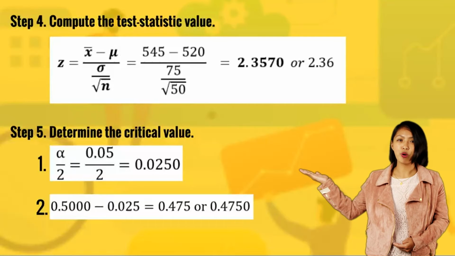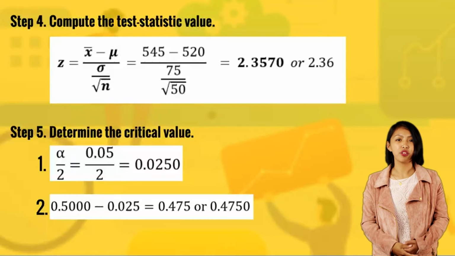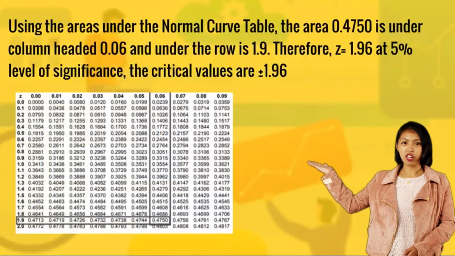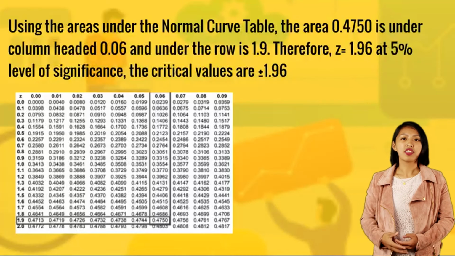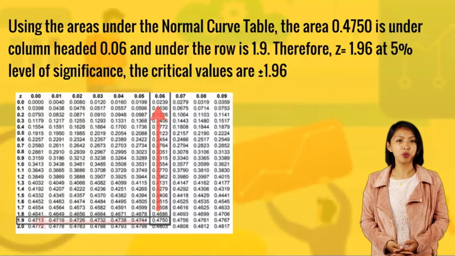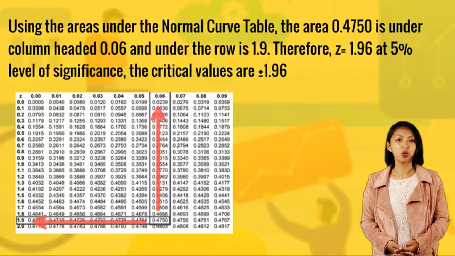We subtract 0.025 from 0.5, which is equal to 0.475. Using the areas under the normal curve table, the area 0.4750 is under the column headed 0.06 and under the row 1.9. Therefore, z is equal to 1.96 at 5% level of significance. The critical values are positive, negative 1.96.